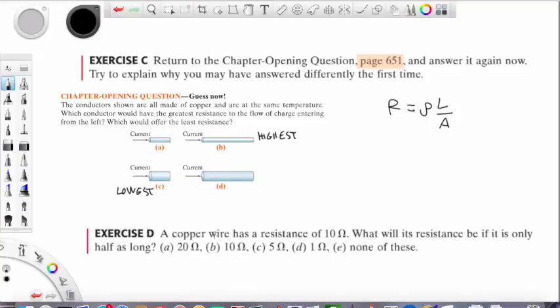Then exercise D, a copper wire has a resistance of 10 ohms. What will its resistance be if it's only half as long? So pretty much we're cutting L in half, which means it cuts the R in half. So instead of 10, we would have 5 ohms.